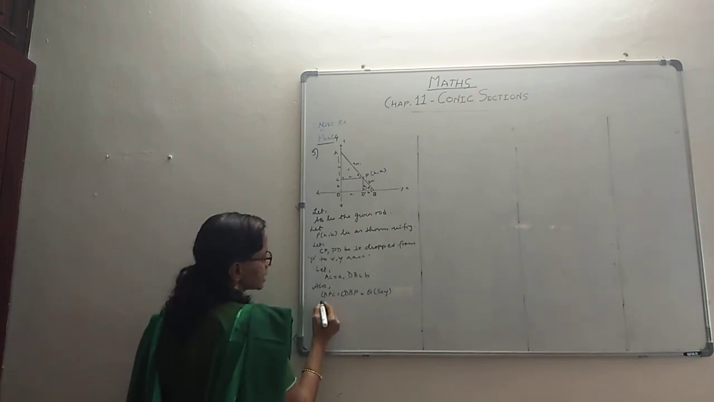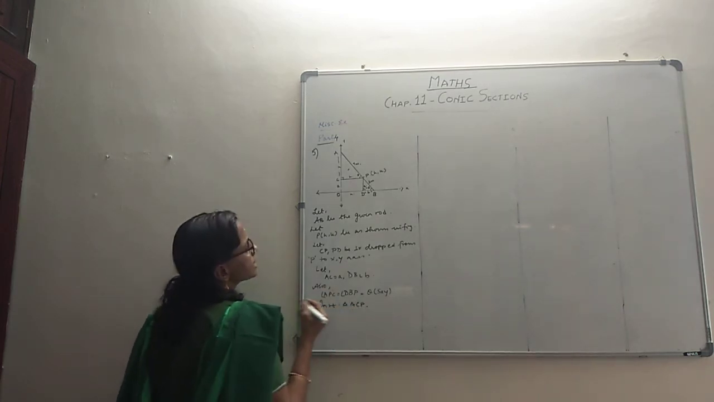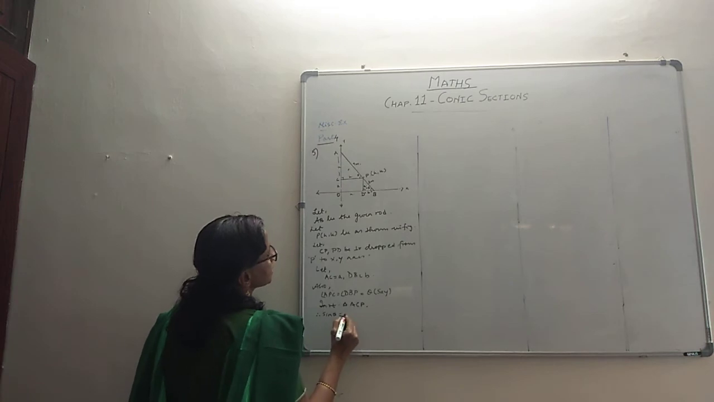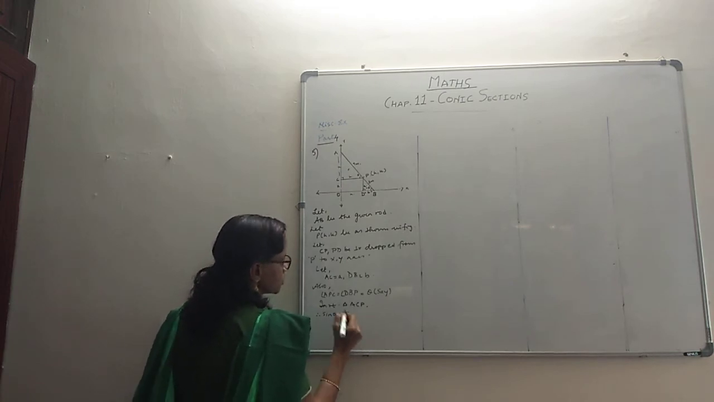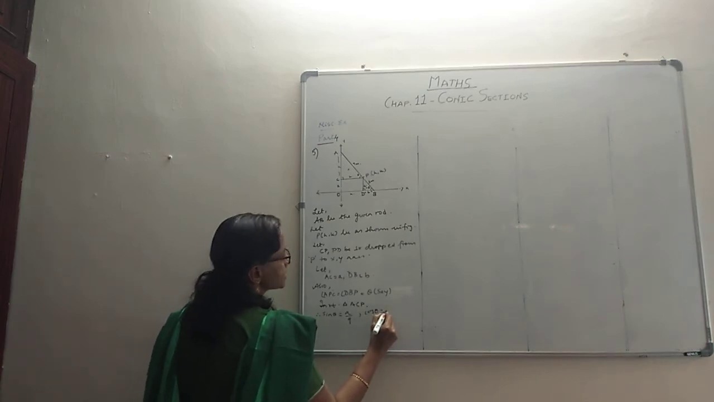So let's get inside the first triangle. In right triangle ACP, let's get the sine theta and cos theta both. What is sine theta? Sine theta is equal to opposite side, that is A, by hypotenuse, which is 9. And how about the cos theta? Cos theta is adjacent side, which is H, and hypotenuse, which is 9.